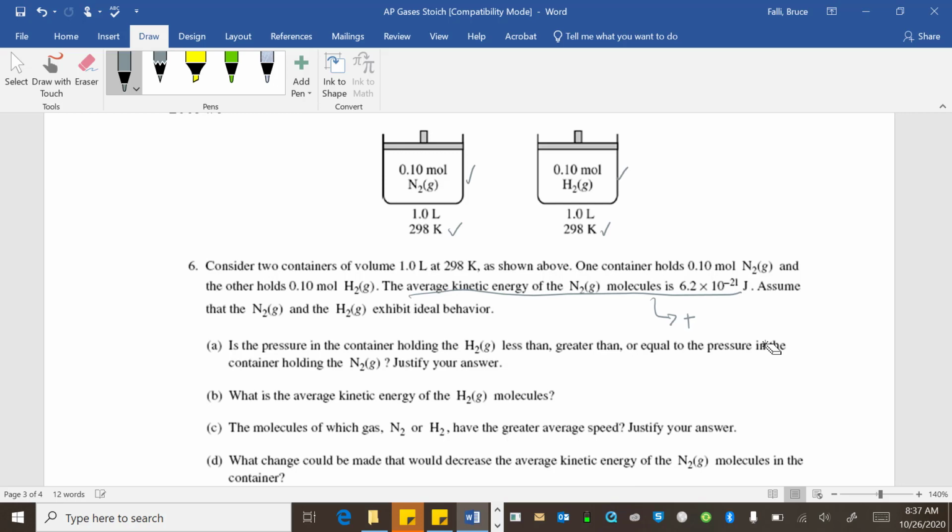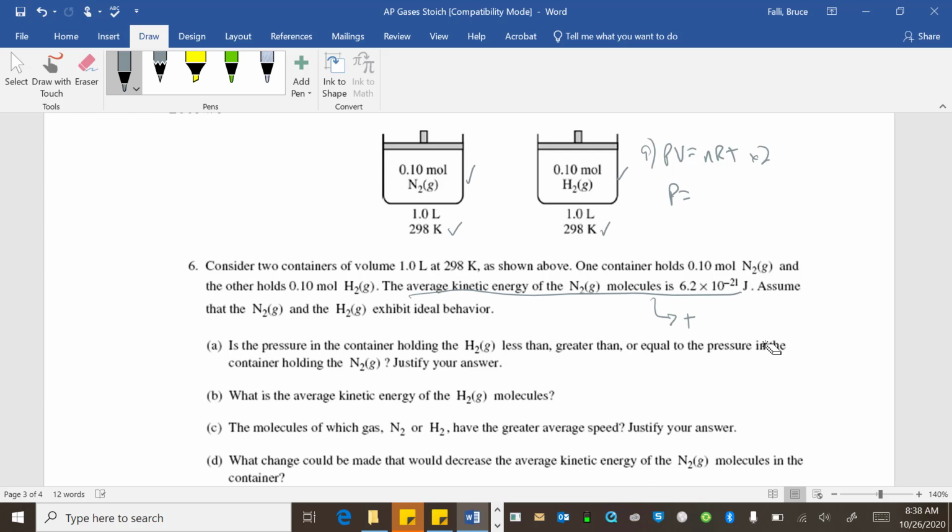Assume that N2 and H2 exhibit ideal behavior. Okay. Is the pressure in the container holding H2 less than, greater than, or equal to the pressure of the container with N2? Justify your answer. Okay. So there's 2 ways you can do this. One is everything's the same. Okay. If I was in high school, I loved the math. I would have done PV equals nRT twice, and P is equal, right?